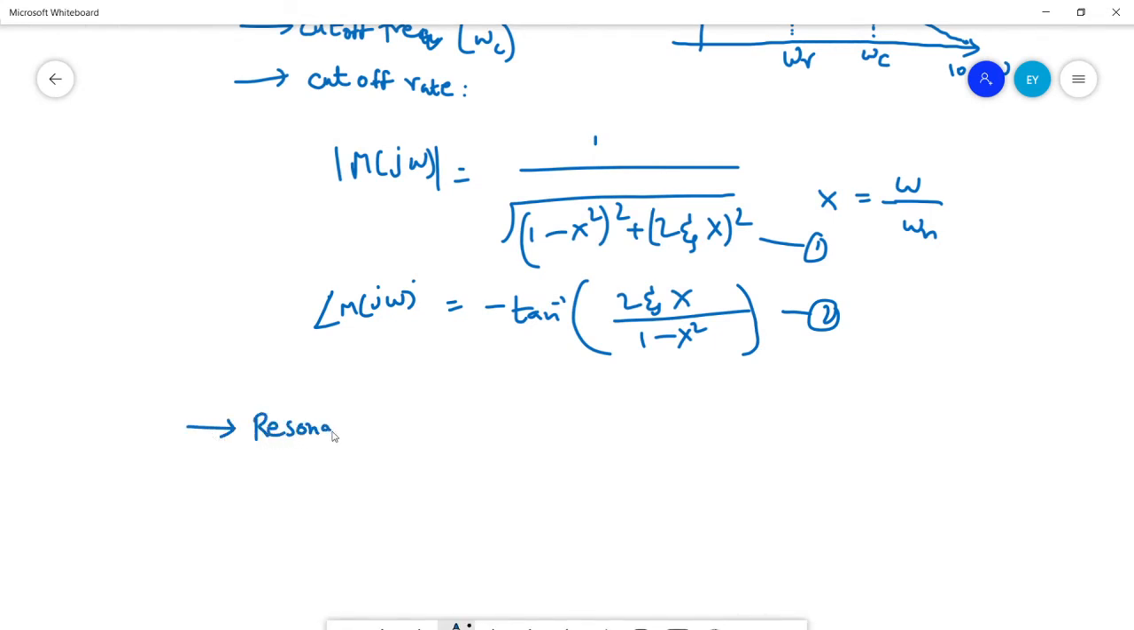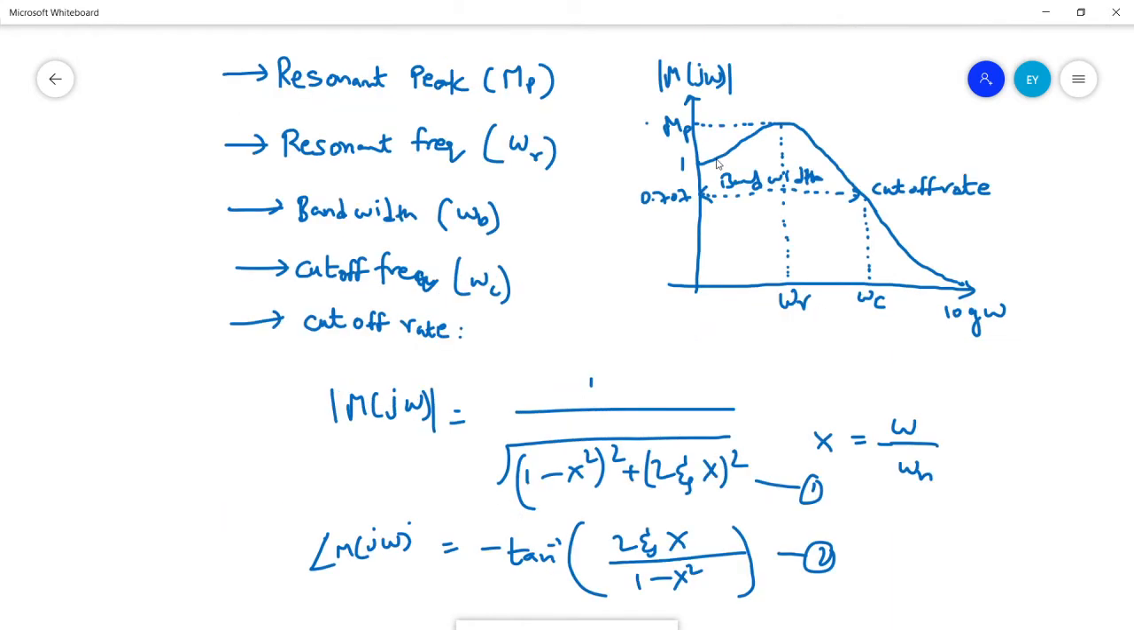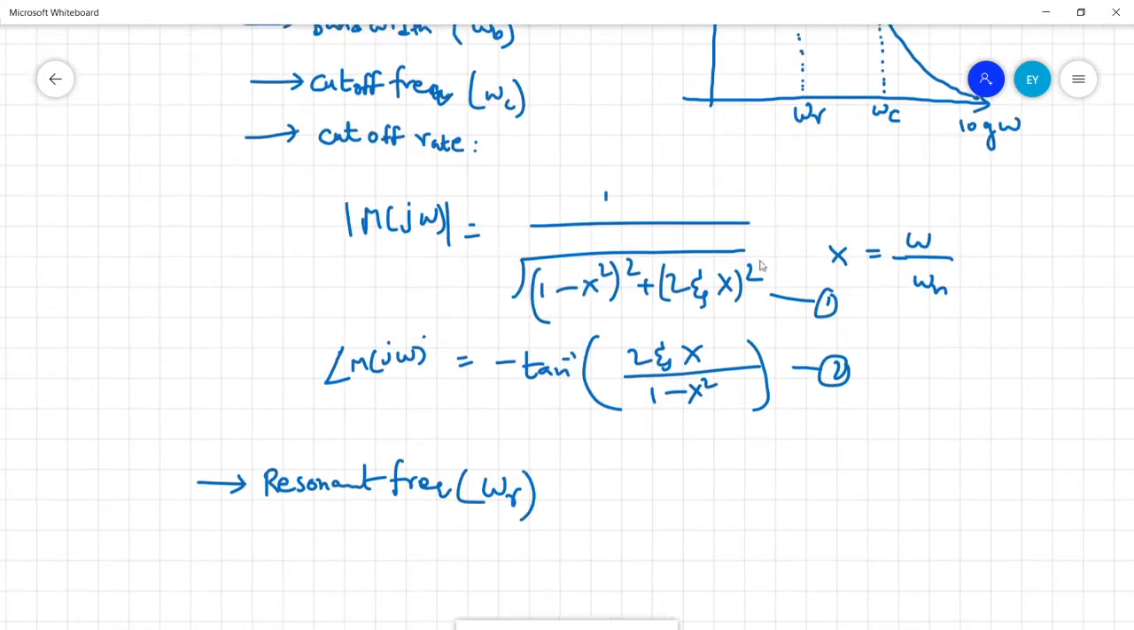Resonant frequency. What is resonant frequency? Omega r. As we said, it is the frequency at which the output magnitude is maximum. Omega r is the frequency at which the maximum peak occurs in the magnitude plot, right? This is the frequency. We need to find the expression for this omega r.